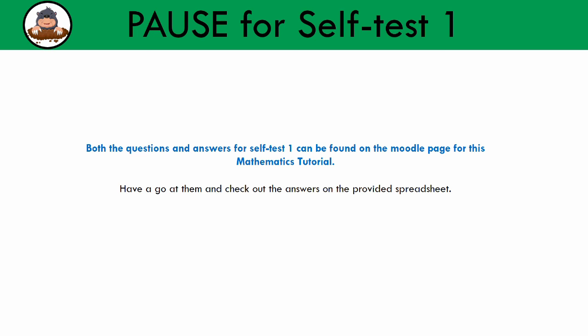Now, because a lot of these concepts involve you playing around with data, I have put some questions onto the Moodle space associated with this mathematics tutorial, and I'd like you to have a go at some of these linearizations yourselves. I've also put up a spreadsheet where you can check to see if you've got the right answers. I've gone through the exercises myself as well and plotted the graphs up and calculated the values, and you can double check by looking at the spreadsheet and follow my processes as well.